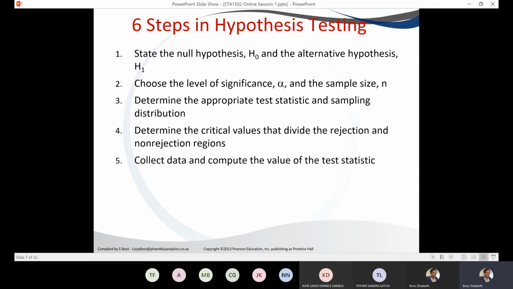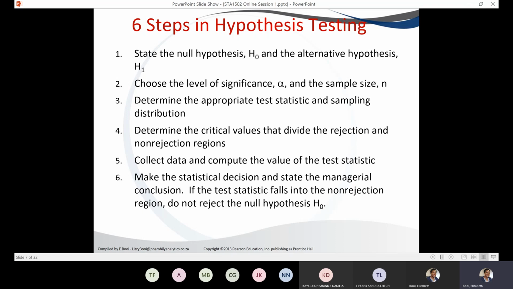Step number 5, for doing all this, you will need to know how to compute your test statistic. Knowing that you're doing a t-test, you will need to know how to solve that test statistic. There is a formula in the exam. You also need to be able to know which formula it is. How does it look and how do you calculate it? You will have to do that.